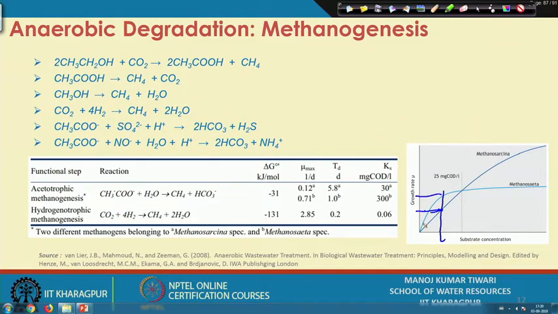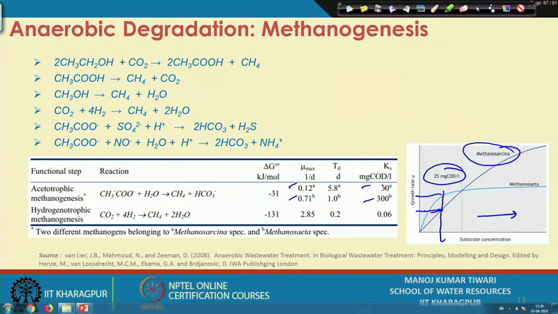So, depending on what range we are working in, let us say 25 milligram COD per liter, if we are working in a higher range, it is better to opt for Methanosarcina. If we are working in a lower range, it is better to opt for Methanosaeta. That way we can choose the species depending on its mu max and Ks values, okay.